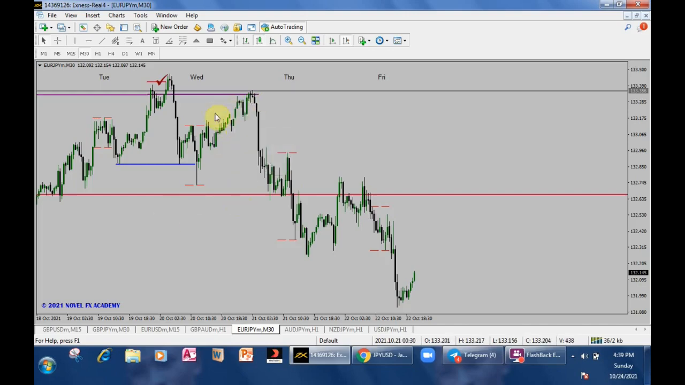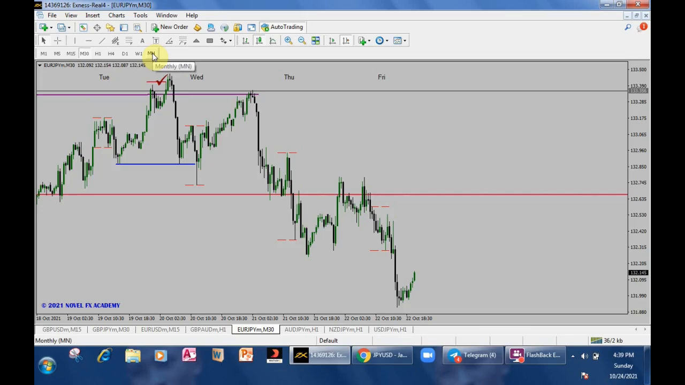So you don't want to be entering trades when news events are just 5 minutes, 10 minutes, 20 minutes away. You want to be entering trades before the news event comes out, and after it comes out, say 20 to 30 minutes after. Okay, so that's very, very important.